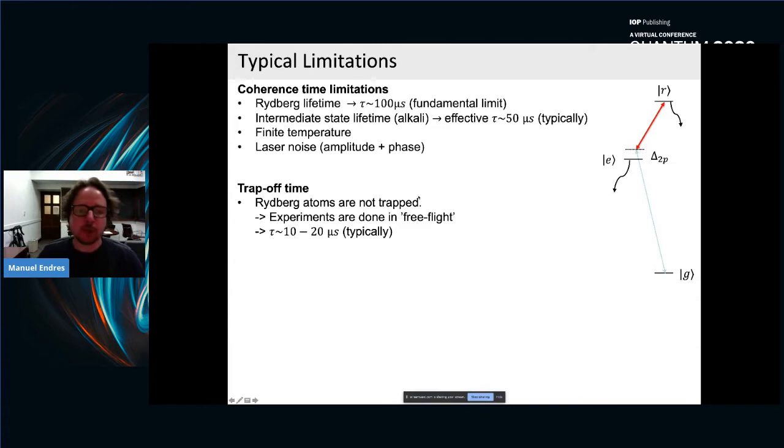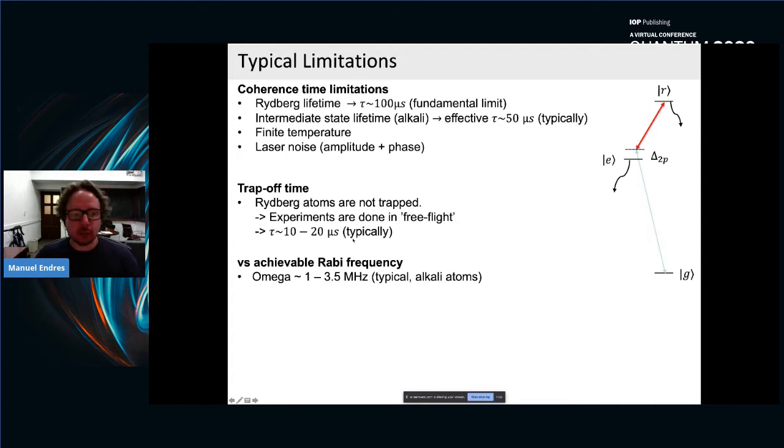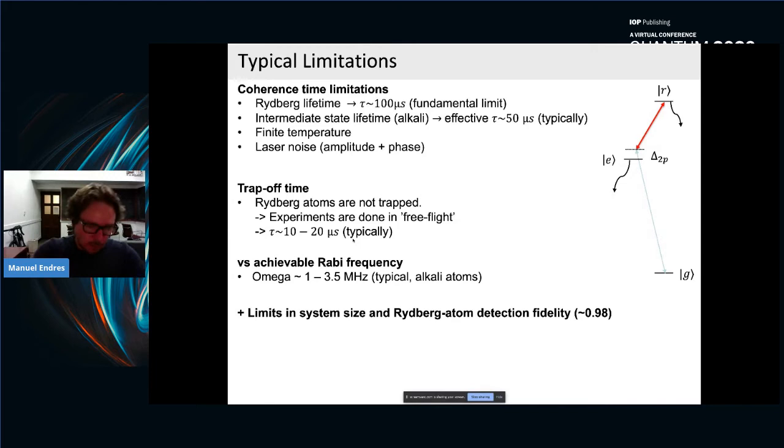The reason for this is that the Rydberg states are typically extremely strongly anti-trapped, and this leads to additional dephasing. So it's actually better to do it in free flight, typically. And the time scale you have for that free flight experiment is typically a few tens of microseconds, or 10 microseconds for alkali temperatures. And this you have to compare to achievable Rabi frequencies. That's the lowest energy scale in the Hamiltonian. And typically, this is 1 to maybe a few megahertz in alkali atoms. So this gives you some sort of the number of operations, in a way, you can do in arrays like this. There's additional limitations for system size and atom detection fidelities for Rydberg atoms. So this is some sort of a summary of basically the physical limits of the setups.